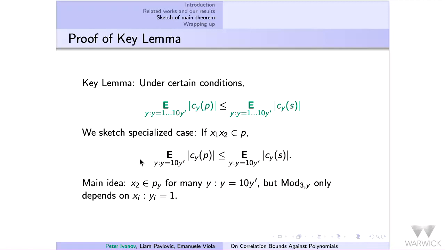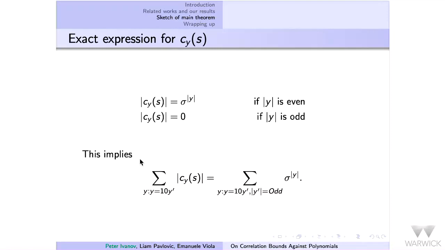And I mentioned this a little bit earlier, but the main idea is that x2 will appear in the linear derivative py for many of these y that satisfy this condition. But the mod 3 derivative will only depend on the xi where yi is set to 1. Okay? So mod 3 doesn't depend on x2, but this py will, and this will just make the correlation 0. So this will cancel out a lot of terms. And this matches how CYS behaves.